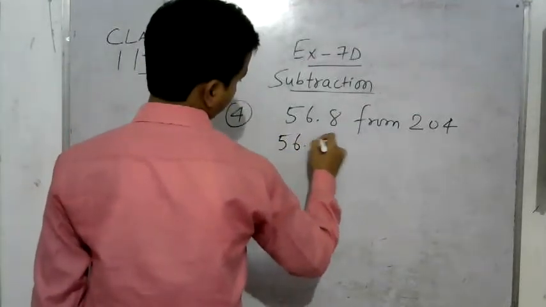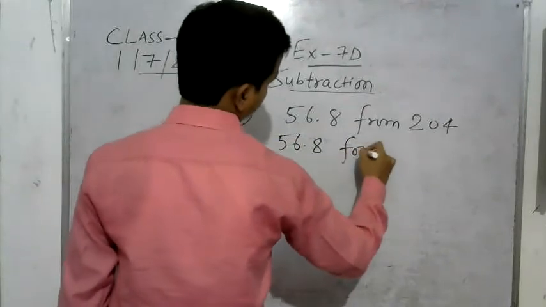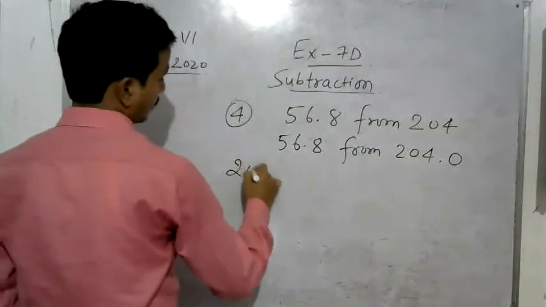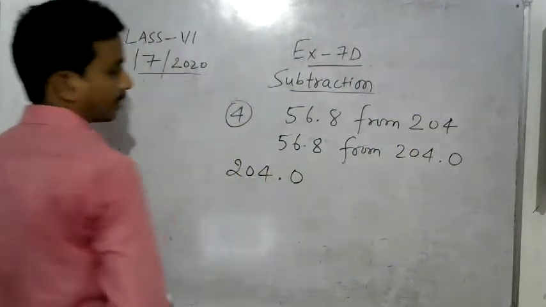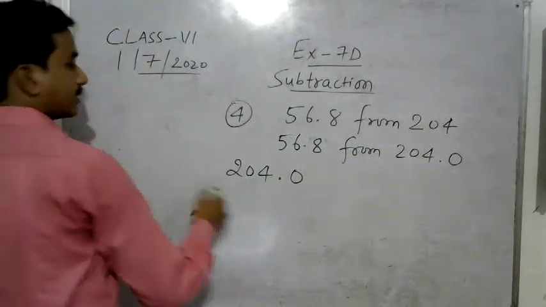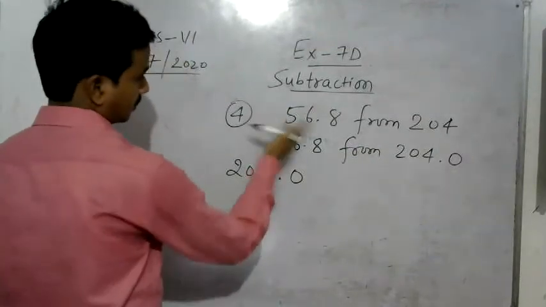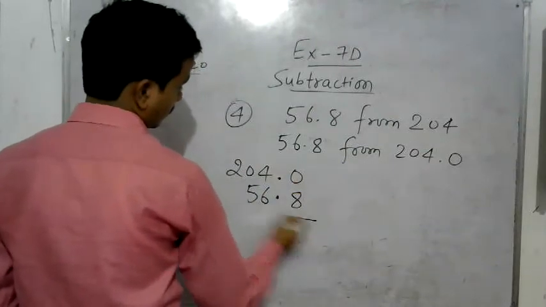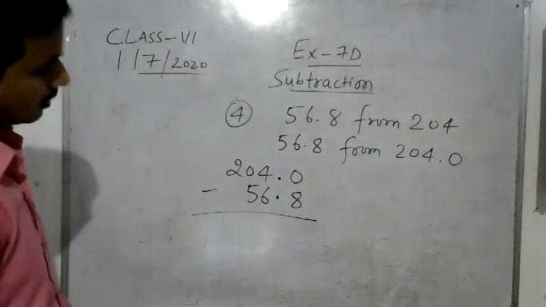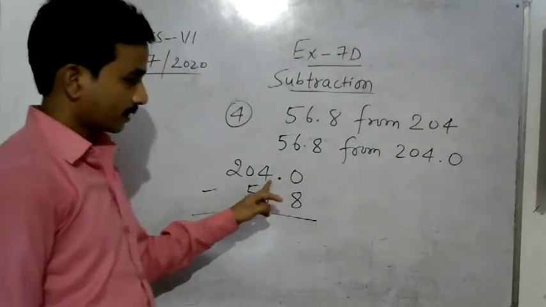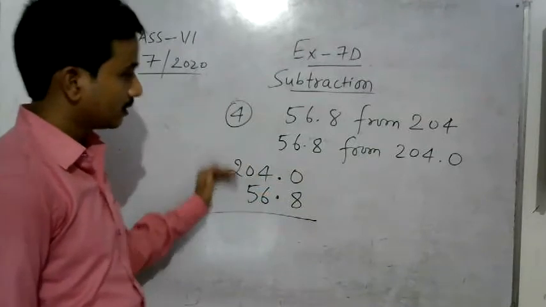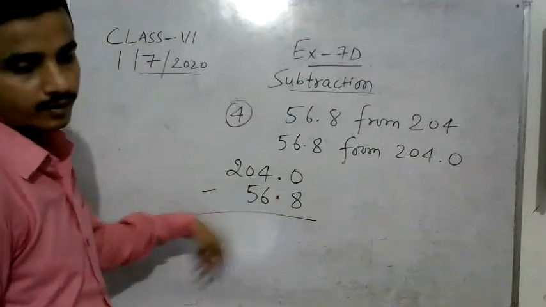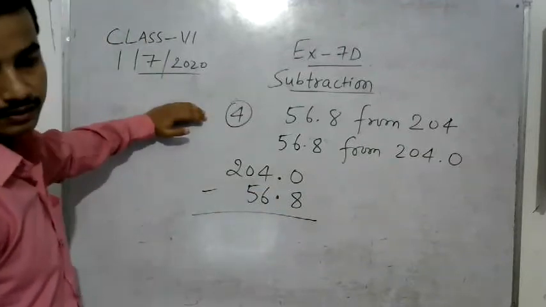So 56.8 from 204.0. To 204 we add .0 so that it now has one decimal place, and now we will write 56.8 just below it. Now we will subtract it. Be sure in writing this column-wise that your decimal points come together, one exactly below the other.